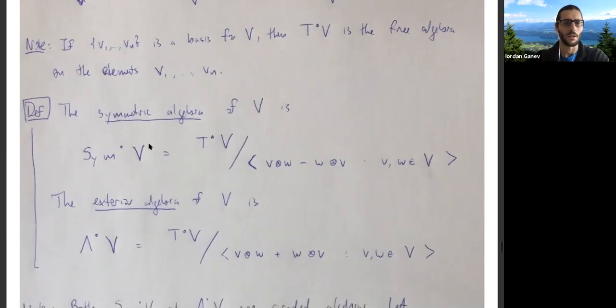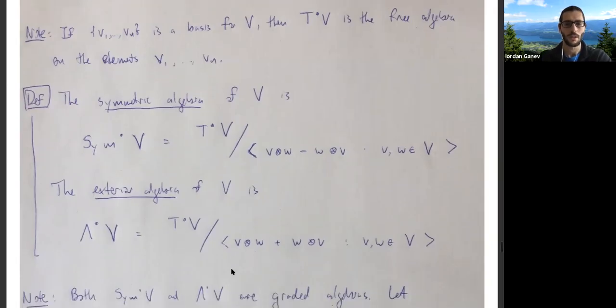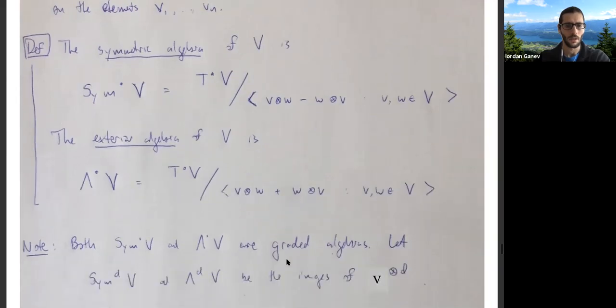So the symmetric algebra is a commutative algebra where we take the tensor algebra and we quotient out by this relation. The exterior algebra is skew commutative. So V tensor W is equal to minus W tensor V. And we get it by quotienting out the tensor algebra by this ideal.